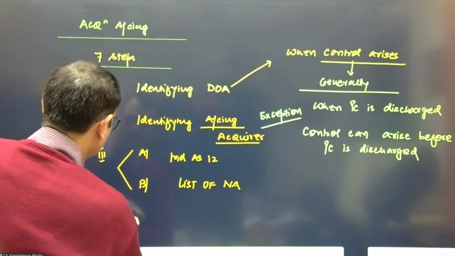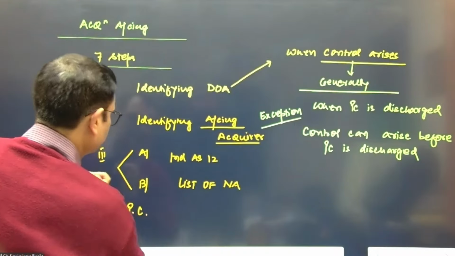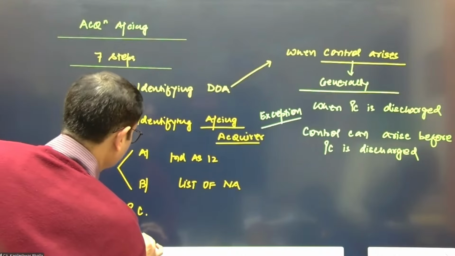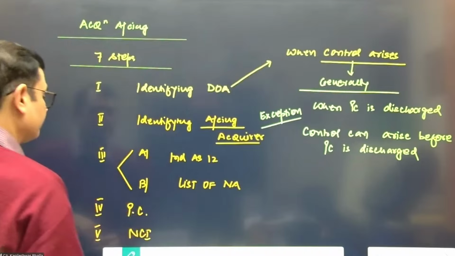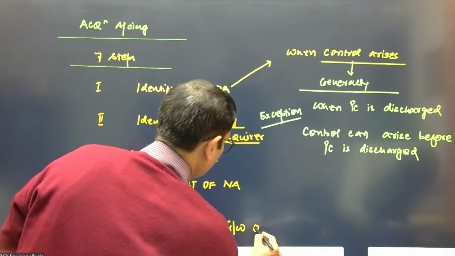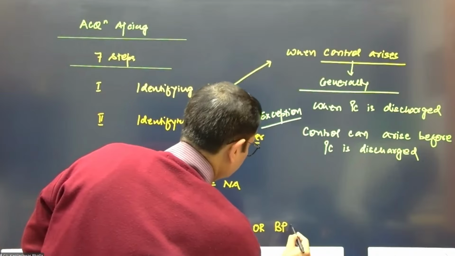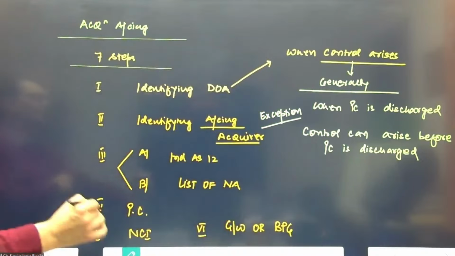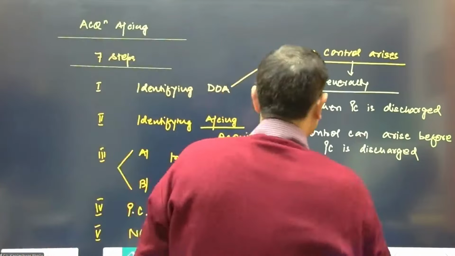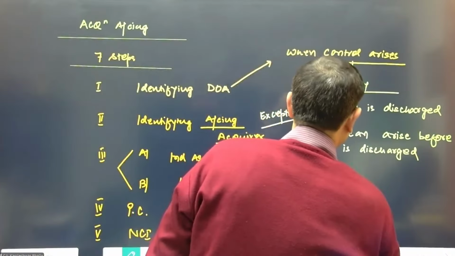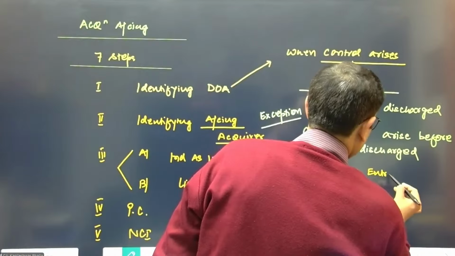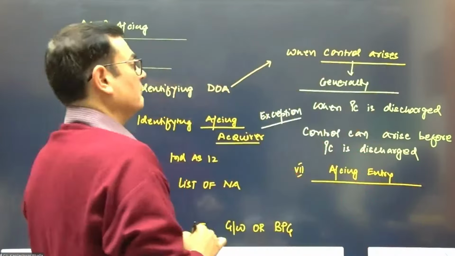Then in terms of step number 4, we need to calculate the purchase consideration. Then in terms of step number 5, you need to calculate the NCI. Then in terms of step number 6, you need to calculate the goodwill or the bargain purchase gain. Call it as capital reserve or call it as a bargain purchase gain. And then finally, in terms of step number 7, we need to record the acquisition accounting entry.